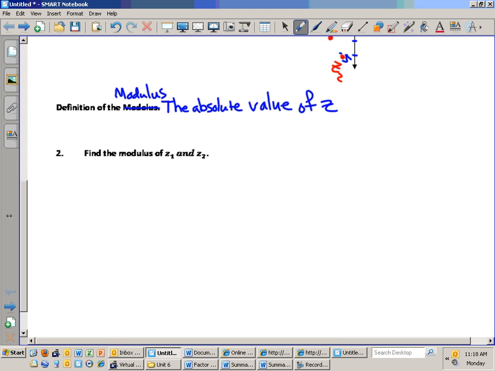Now, just think on this for a second, you guys. Don't write this down, but think with me very, very intently on this. If I ask you the absolute value of negative 5, what do you tell me? You tell me 5. How did you get that? You make it positive, right? Well, then what about the absolute value of 1 minus 3i?